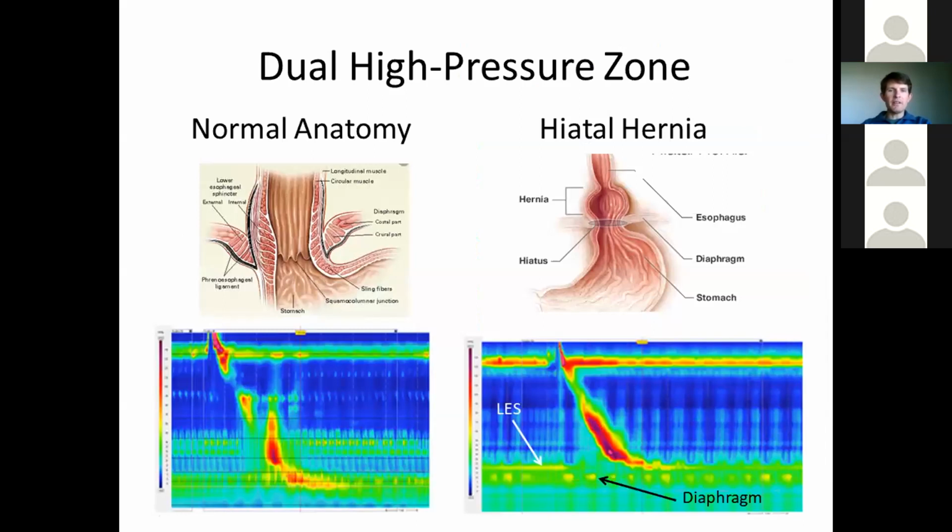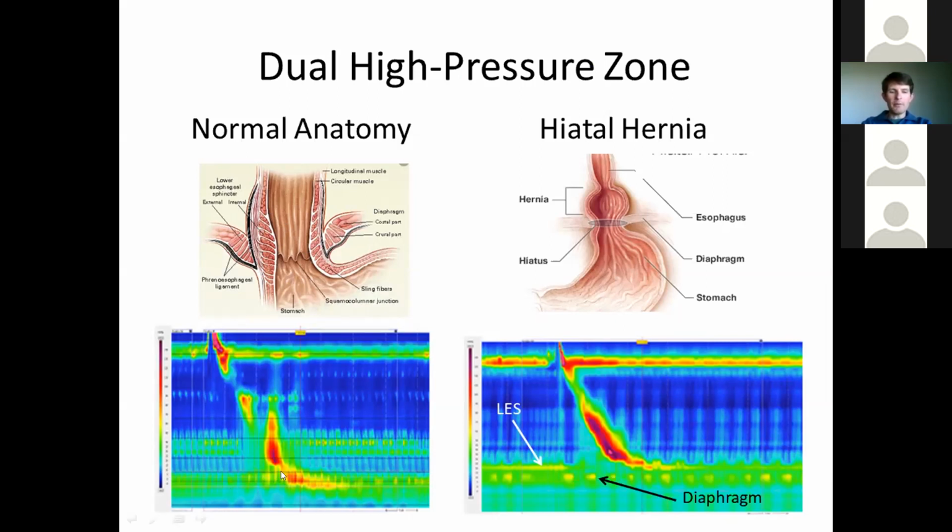Another concept that we see as it relates to the lower esophageal sphincter is the concept of dual high pressure zone. Essentially, this represents a hiatal hernia that's present in the patient who's undergoing the study. So in the normal anatomy on the left side of the screen, the diaphragmatic crus, which I mentioned a few slides ago, in terms of the pressure that you see exerted during the respiratory cycle, is lined up with the lower esophageal sphincter. So you have the diaphragmatic crus and the lower esophageal sphincter lined up in the normal anatomic situation there.